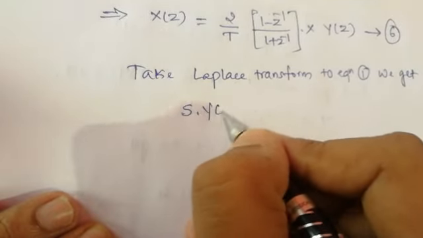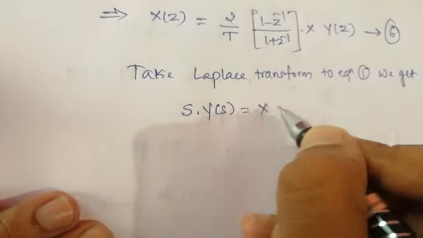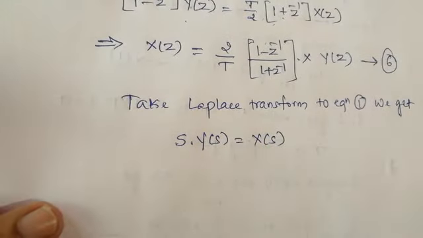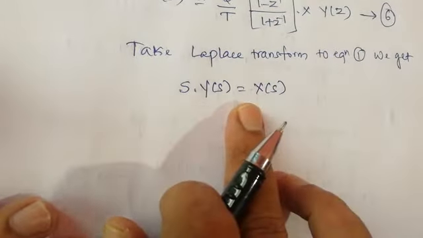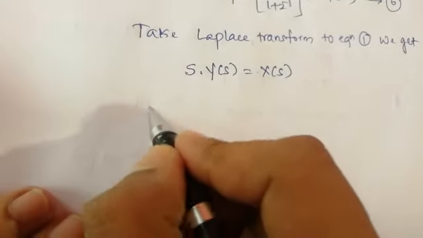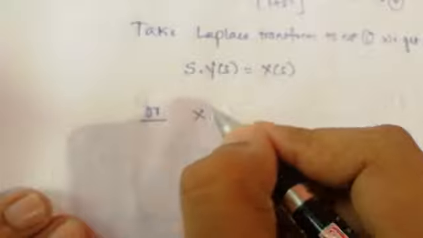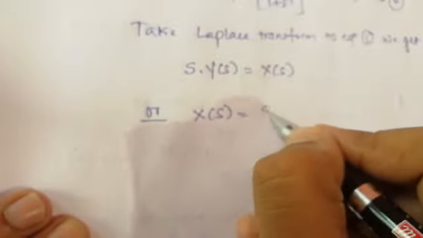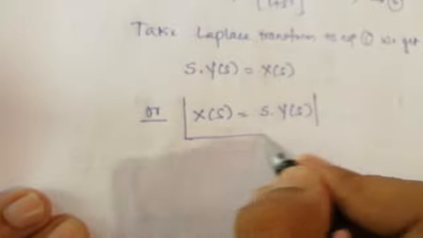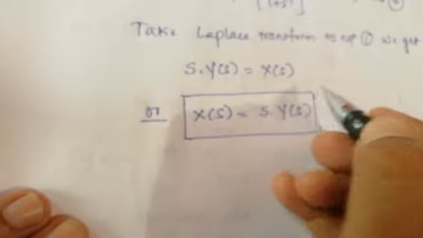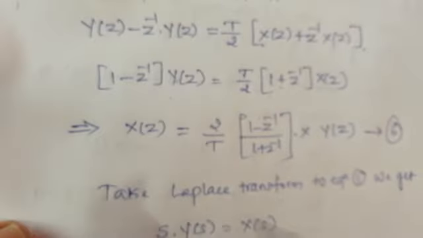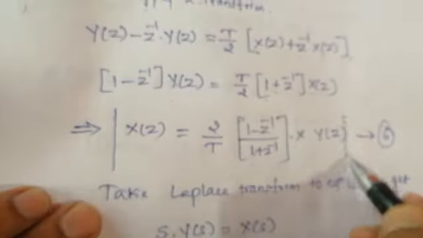So we get s into Y of s equal to X of s. Similarly, after applying the Laplace transform, this is also expressed in terms of X of s. So we can write X of s equal to s into Y of s. This is equation 7, and that was equation 6.